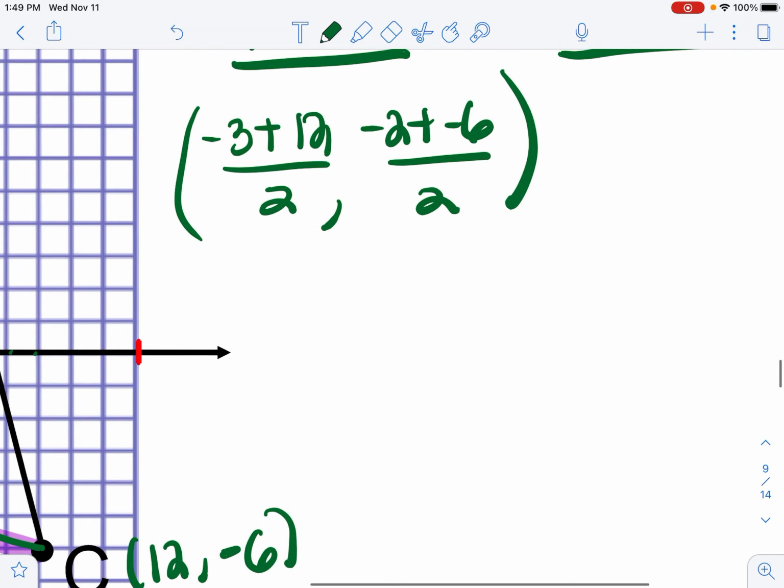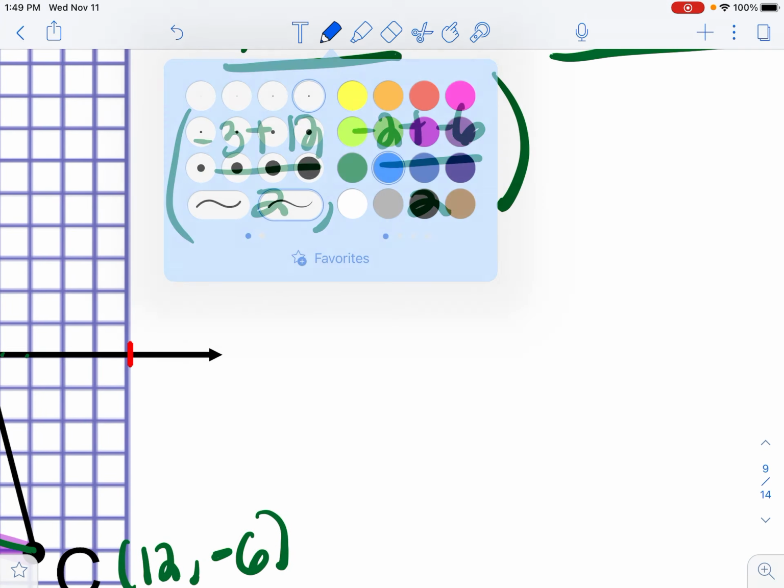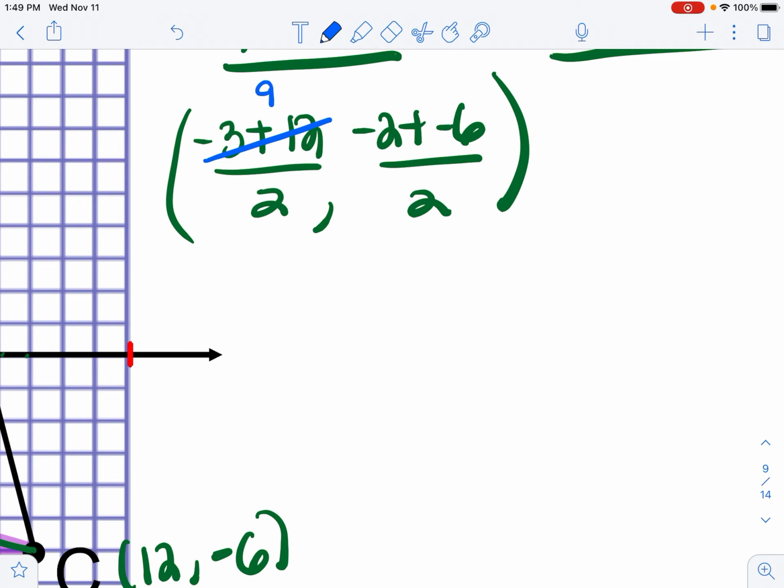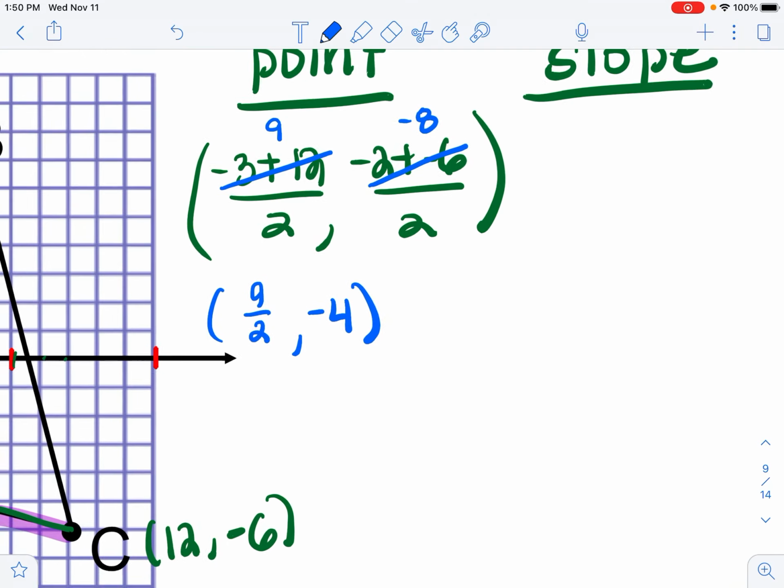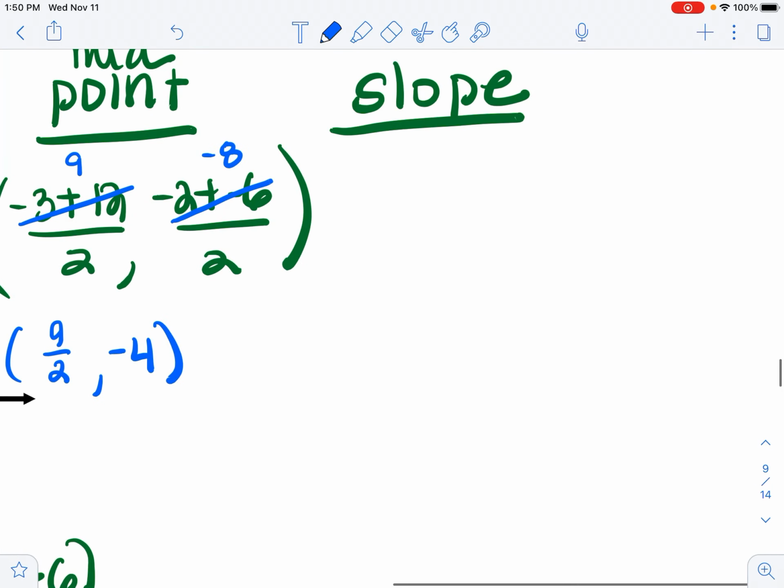Okay, so -3 plus 12 is what I have to do first. That's 9. And then 9 divided by 2 is a decimal, so I'm just going to leave it as 9/2. You can write 4.5, but that's an extra step. All right, here, -2 plus a -6 is -8. -8 divided by 2 is -4. So notice I'm not leaving that as -8 over 2, because I can simplify that.